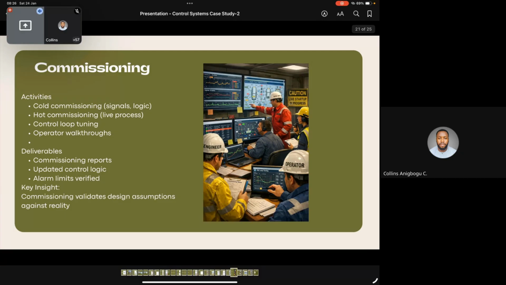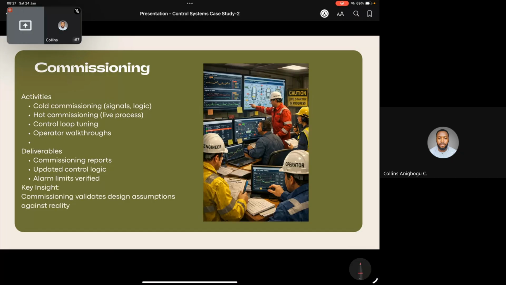You do your signals and logic commissioning. So you test all your signals, your 4 to 20 milliamp, your 1 to 5 VDC, your logic, all your AND, OR, NOT, and so on and so forth. You do all of those. That is called hot commissioning, with a live process, right?